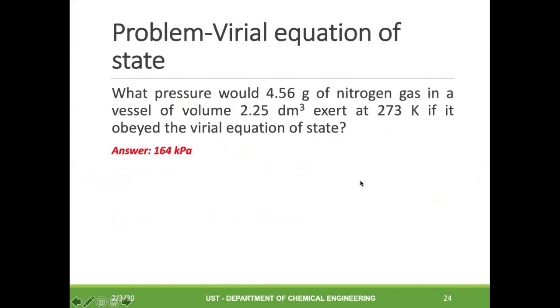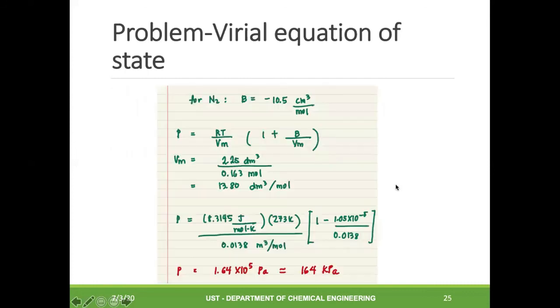Now, let us try to solve one problem on the virial equation of state. What pressure would 4.56 grams of nitrogen gas in a vessel of volume 2.25 cubic decimeters exert at 273 Kelvin if it obeyed the virial equation of state? So for nitrogen, B is equal to negative 10.5. Take note of the unit, it's cubic centimeters per mole.